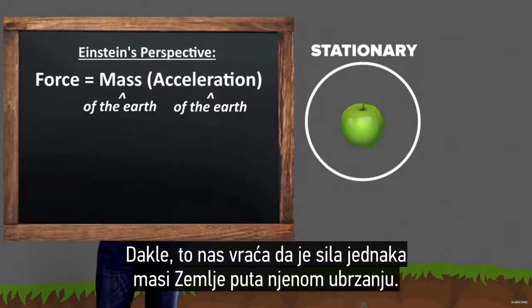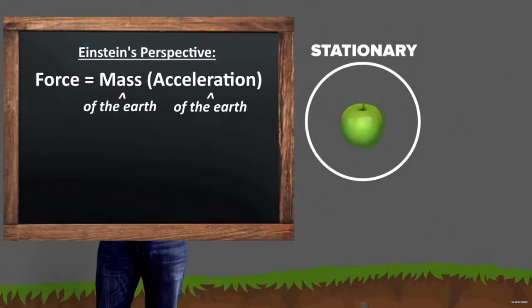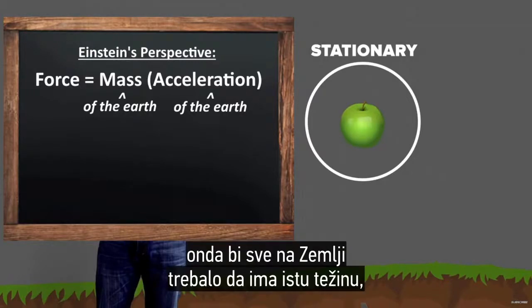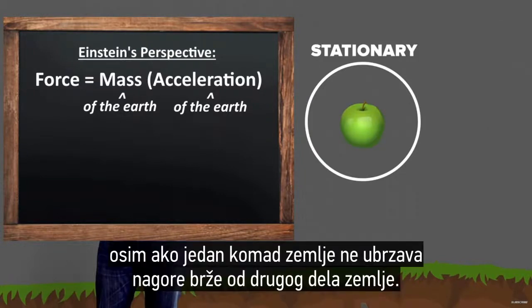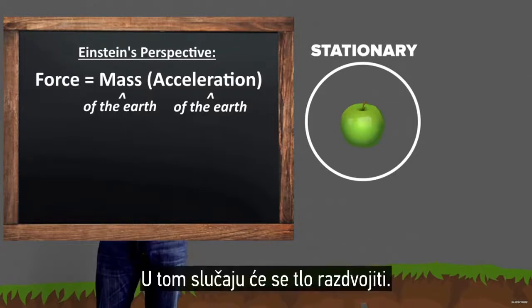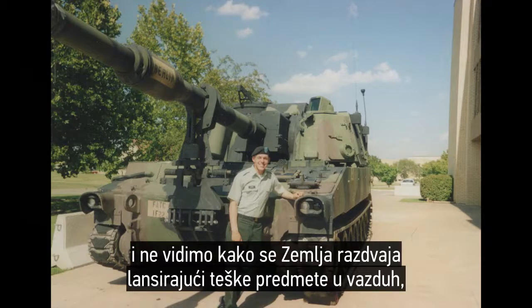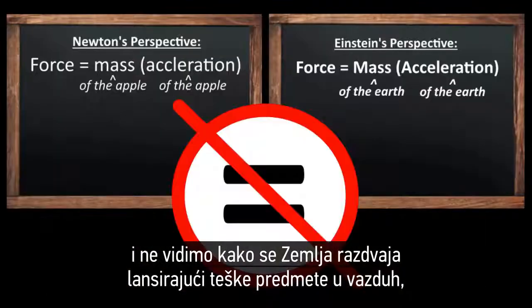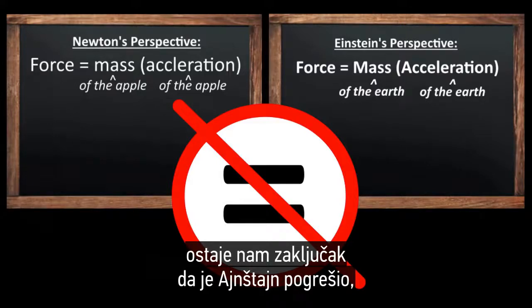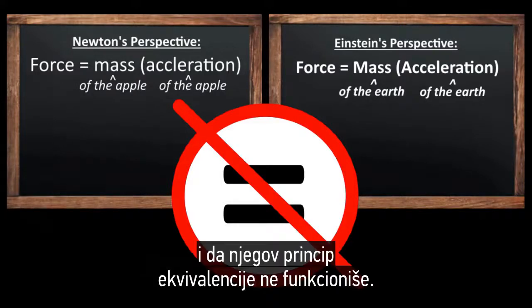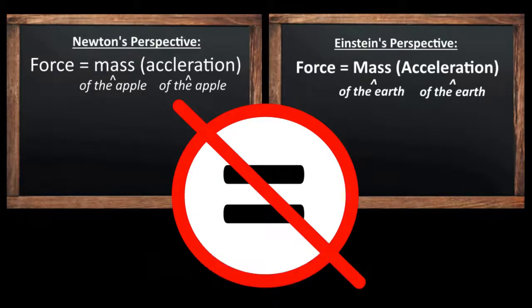So that brings us back to force equals the mass of the Earth times the acceleration of the Earth. And if that is the case, then everything on Earth should weigh the same amount, unless one patch of ground is accelerating upward faster than another patch of ground, in which case it would divide asunder. Since we see different objects weighing different amounts, and we clearly do not see the Earth splitting apart, launching heavy objects into the air, we are left with the conclusion that Einstein was wrong, and that his equivalence principle does not equate. Thank you for watching.